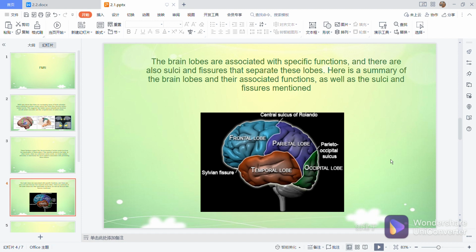Frontal lobe, at the front of the brain. It contains the motor cortex, which is involved in planning and executing voluntary movements, as well as higher cognitive functions such as decision making, problem solving, and personality.